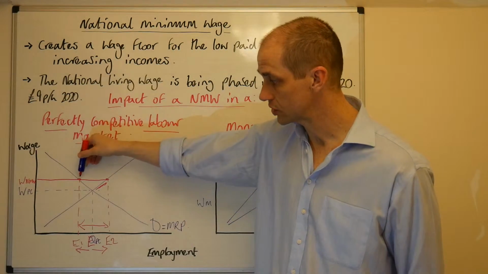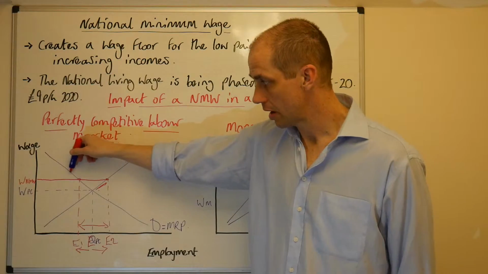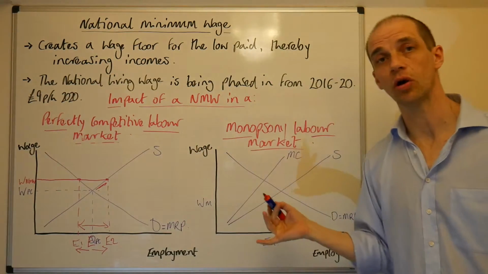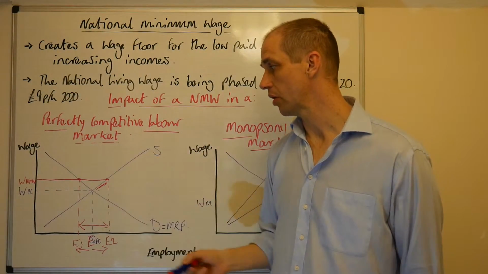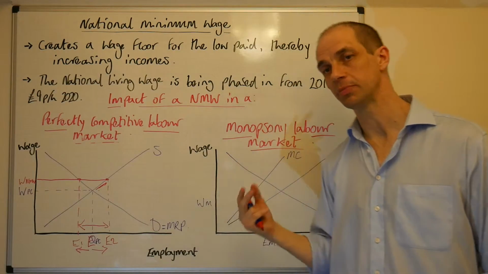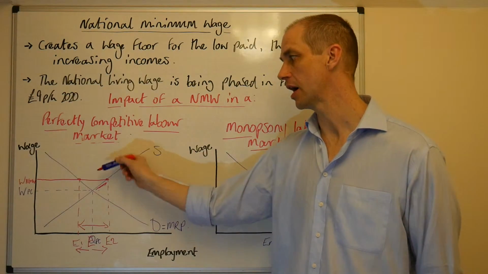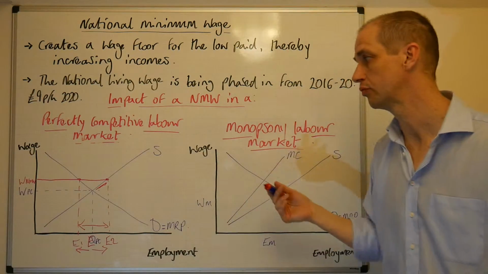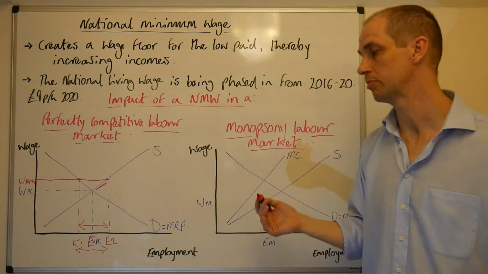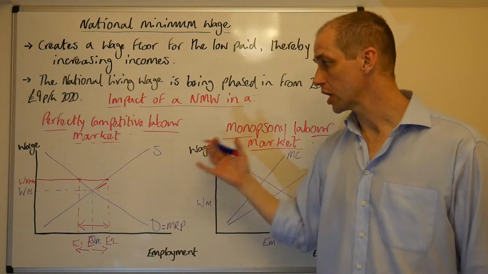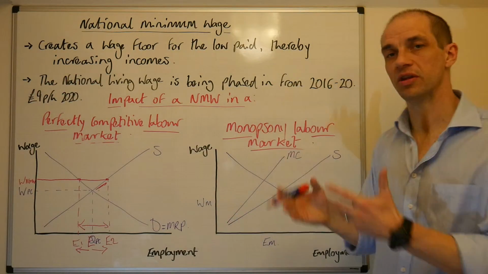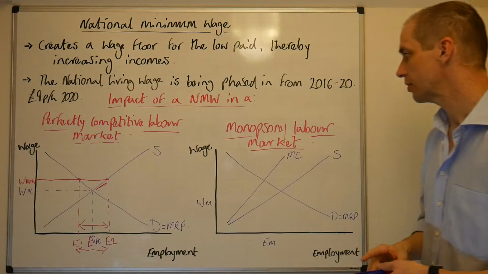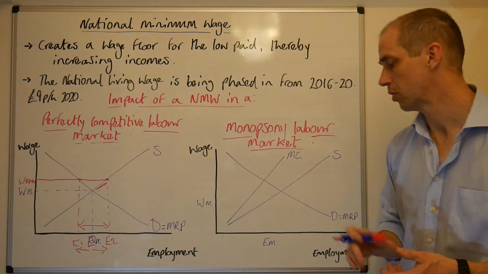But those workers that remain in employment, of course, they're better off. They're earning a higher wage, so they're going to be fairly happy with that. Their income has increased, so their standard of living would also improve, of course. So we can see the disruptive impact there. Let's now turn to the monopsony labour market.